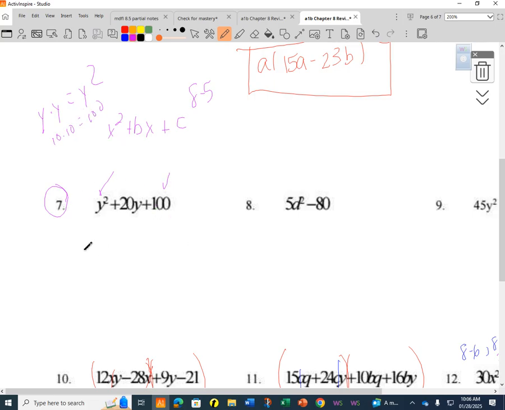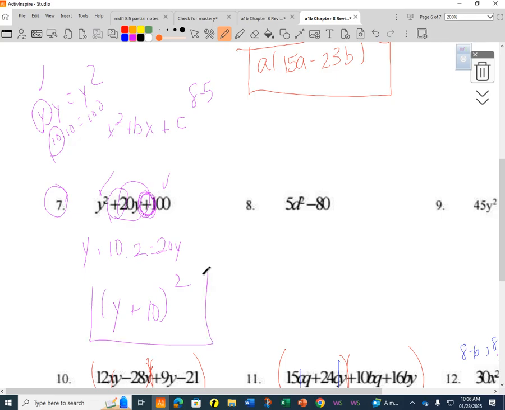Now, if the square root of the first one times the square root of the second one, times 2 equals this middle one, now we can use our shortcut for perfect square trinomials, which means binomial squared. So it's the square root of the first one, the square root of the second one, and whatever the sign is here. By the way, it does have to be a plus here to be a perfect square trinomial. So that would be your answer.